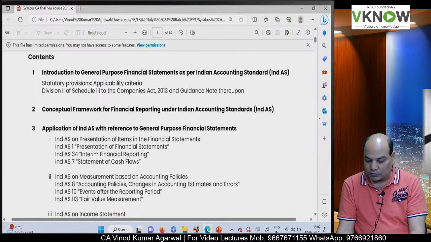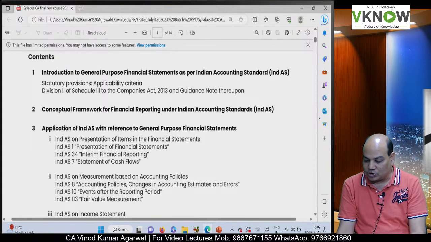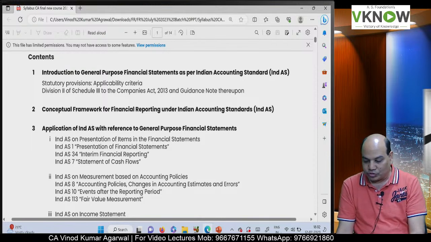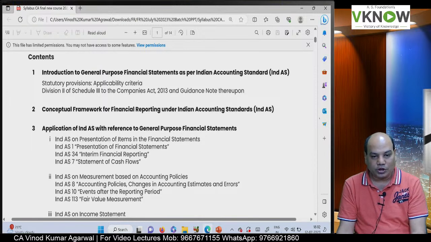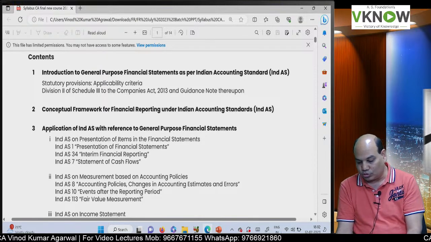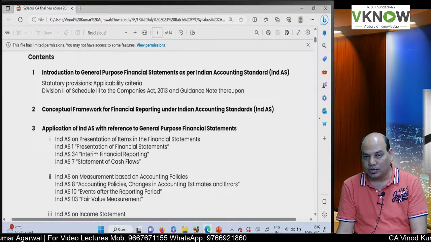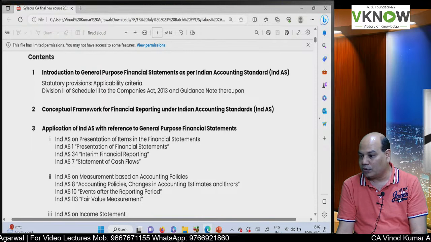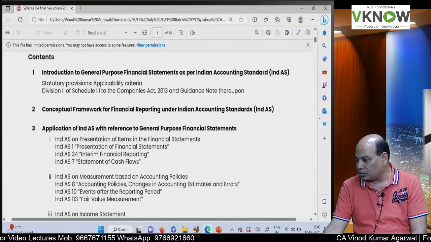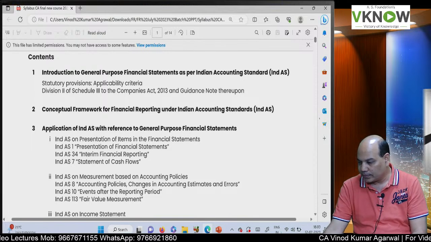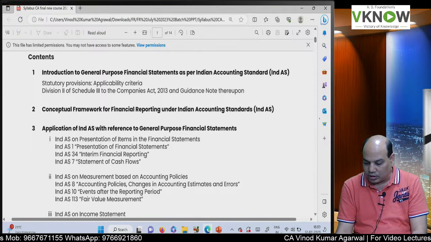The first part of the syllabus is Introduction to General Purpose Financial Statements as per Ind AS. This first covers the applicability of Ind AS and Division 2 of Ind AS. These two topics we are going to start today and tomorrow. Then after that there is a theory topic, which is the Conceptual Framework for Financial Reporting. Then we have the Ind AS.